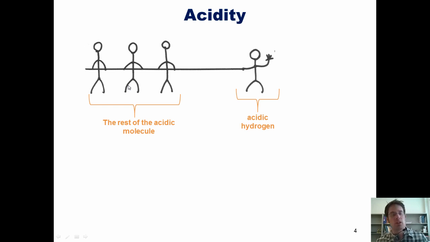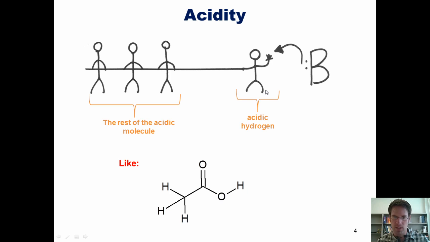Now if we imagine an alternative scenario in which the rest of the molecule is made up of guys like these, who are really lazy and aren't even pulling on the rope, we can see that the hydrogen's grip over here is not loosened as much. As a result, the base has to work much harder to be able to remove this hydrogen. Thus, the hydrogen is much less acidic.